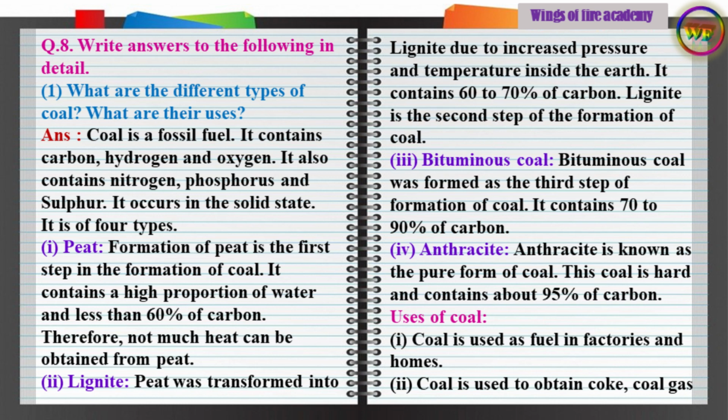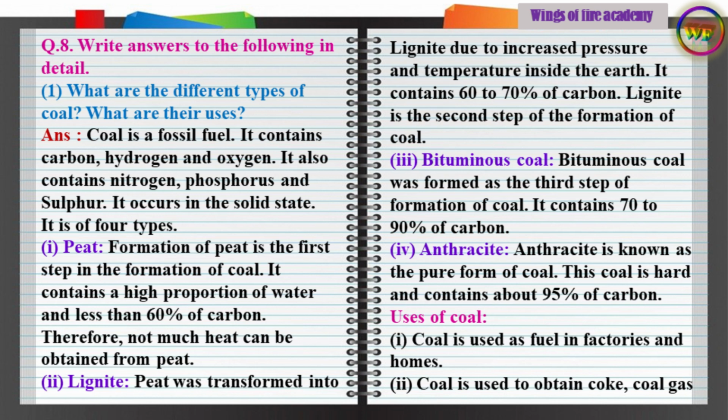3. Bituminous coal. Bituminous coal was formed as the third step of formation of coal. It contains 70 to 90% of carbon. 4. Anthracite. Anthracite is known as the pure form of coal. This coal is hard and contains about 95% of carbon.